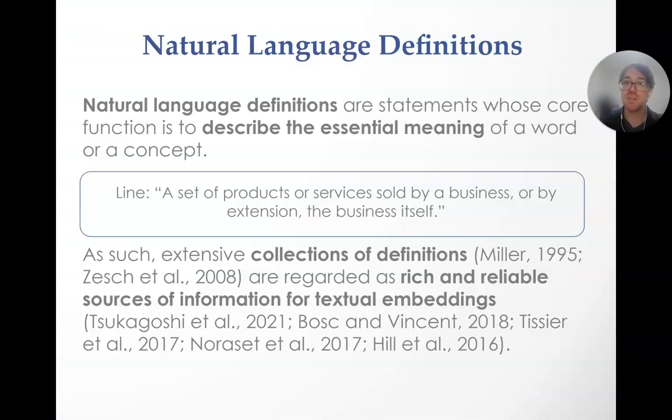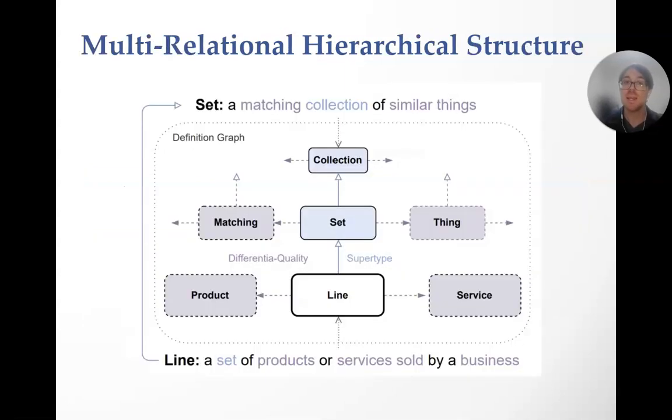A natural language definition is a statement whose core function is to describe the essential meaning of a word or a concept. So by their own nature, natural language definitions are typically regarded as rich and reliable sources of information from which we can extract textual embeddings. A nice feature of natural language definitions, which represent the core of our work and contribution, is that they typically induce a rich semantic structure connecting defining and defined terms that can help us overcome or alleviate some of the limitations of existing textual embeddings, including lack of interpretability and controllability at inference time.